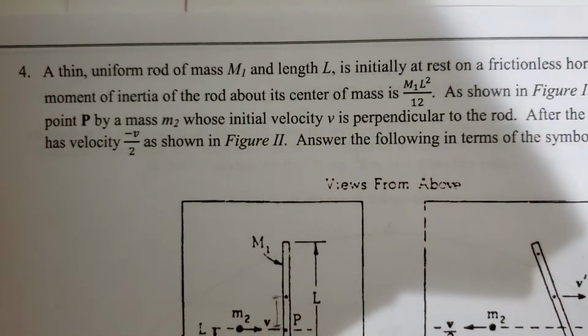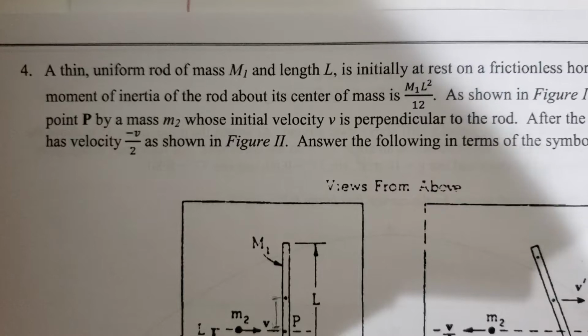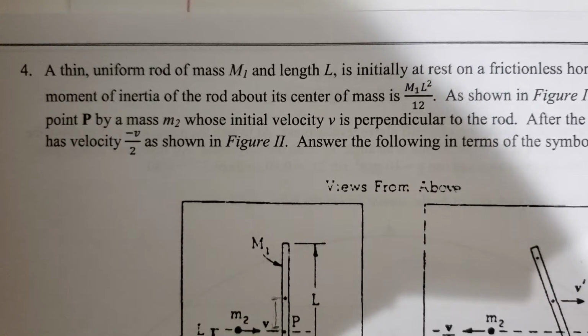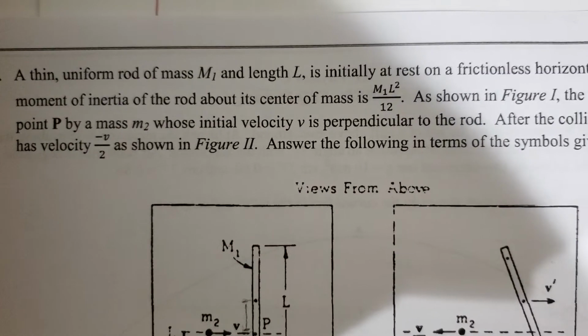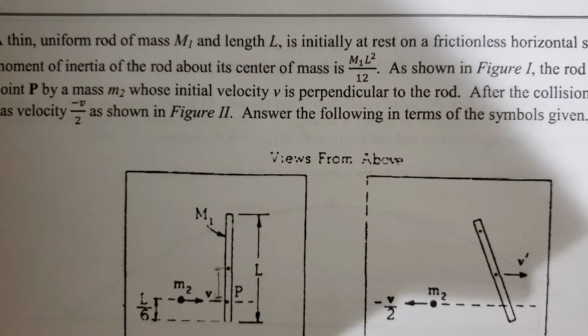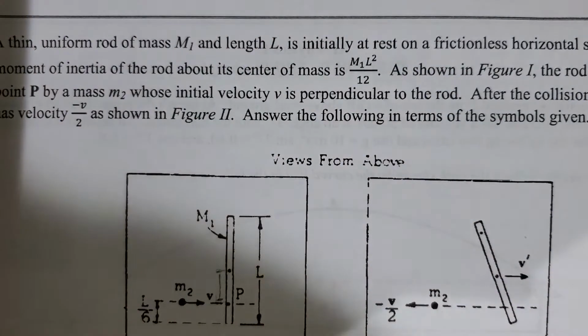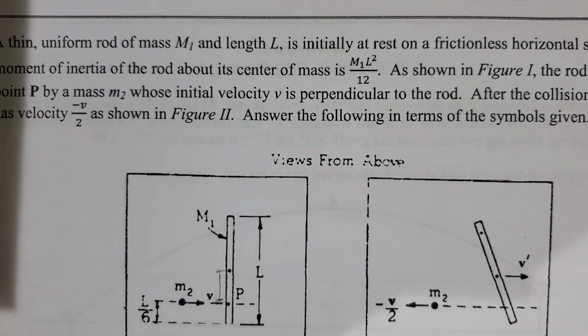Okay, so for FRQ number 4, we have a uniform rod that has a mass of m1 and a length of L, and it's initially at rest on a frictionless horizontal surface. The moment of inertia of the rod about a center of mass is given to be m1 times L squared divided by 12.